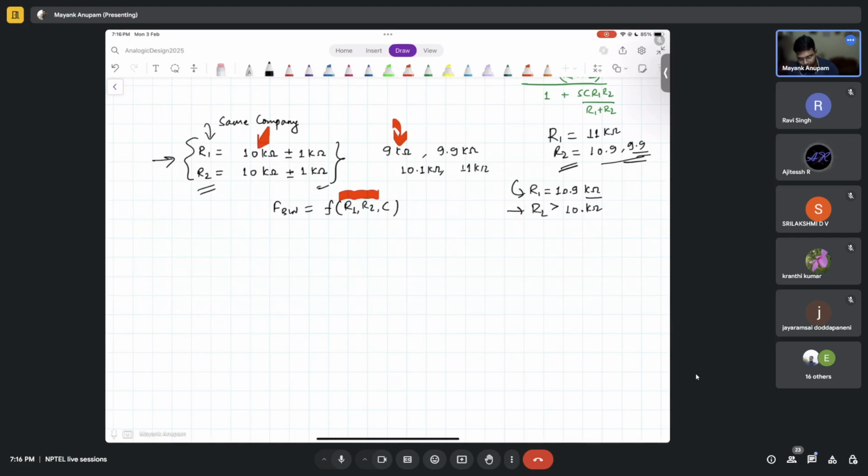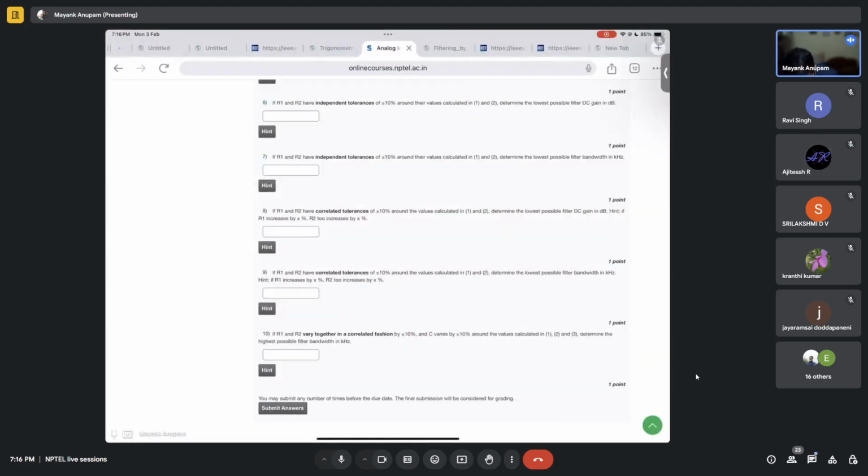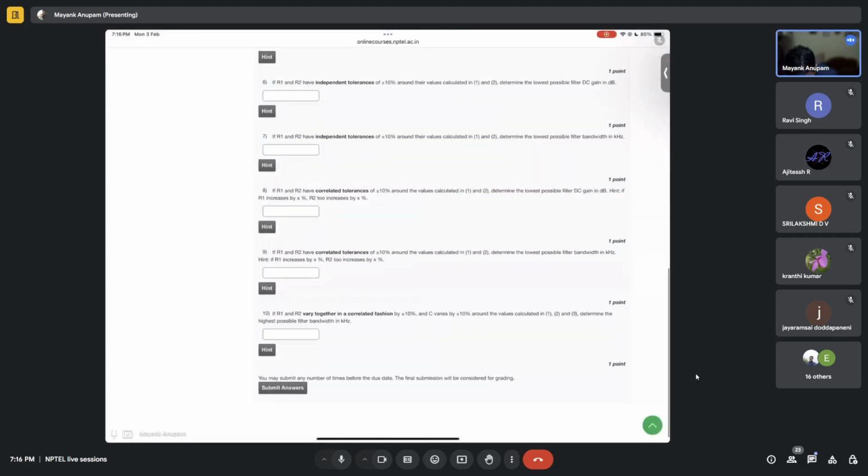Because of this hint, I think this question is straightforward. There is nothing to discuss here because it is very well understood. You will be able to find the optimum value in this particular case. So try it out. If you can't, I'll talk about it in the next session. Okay.